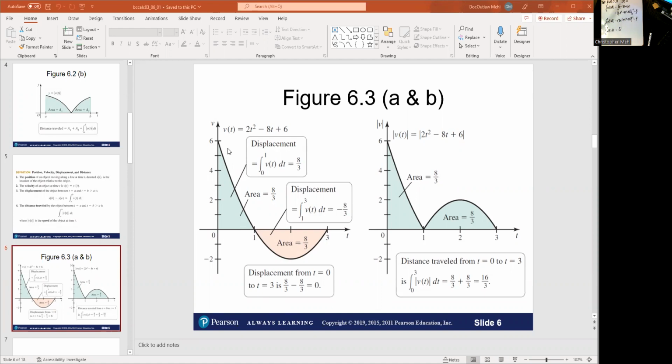My displacement was 0. I ended up at my starting position. My displacement was 0. Well, what about the distance? What is the distance traveled by this jogger over the interval 0 to 3? That's asking us to do the integral from 0 to 3 of the absolute value of the speed, the absolute value of v of t dt.